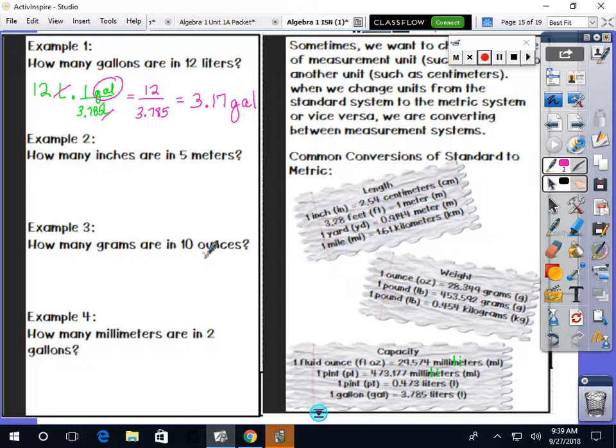All right, example 2. How many inches are in 5 meters? So this time we need to start the conversion chain with what? 5 meters. Okay, because that's the information we currently know, and we're trying to convert that over into inches. Since meters is in the top, it will go in the bottom next. And do we know anything about meters to inches?